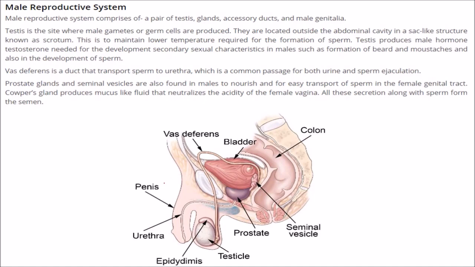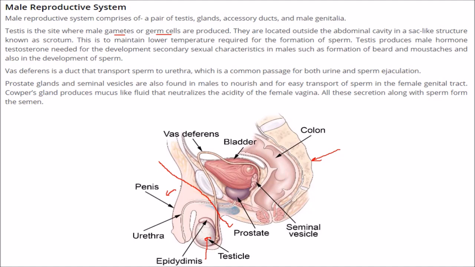This is the male reproductive system. So the male reproductive system comprises a pair of testes, then glands, accessory ducts and male genitalia. So the testis is the site where male gametes, the germ cells, are produced, and they are located outside the body. See, this is the body and this is located outside the body.